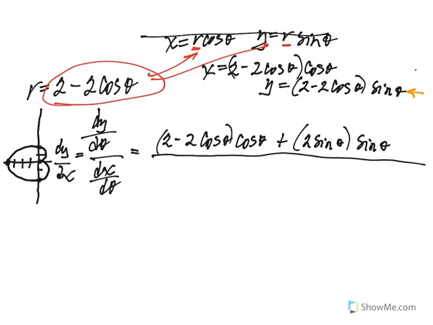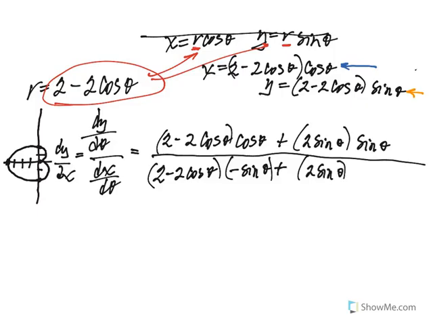over dx d theta. So now I'm going to differentiate this line right there with respect to theta. And that's going to give me the product rule again, right? So it's going to be the first, that's 2 minus 2 cosine theta times the derivative of the cosine of theta, which is the negative sine of theta. I'm going to add then the derivative of the first, that's going to be 2 sine of theta times the cosine of theta.